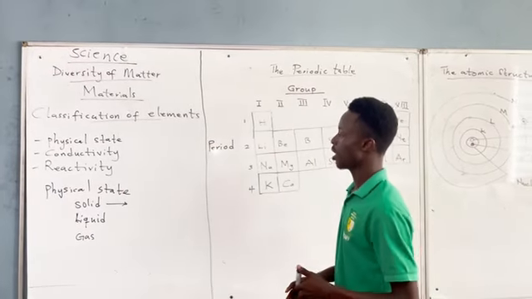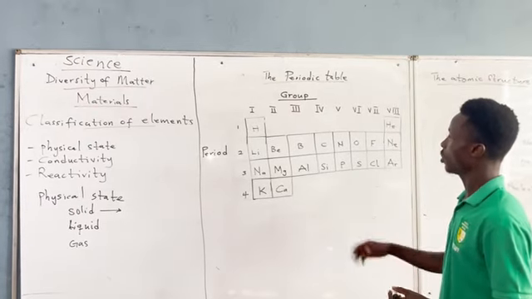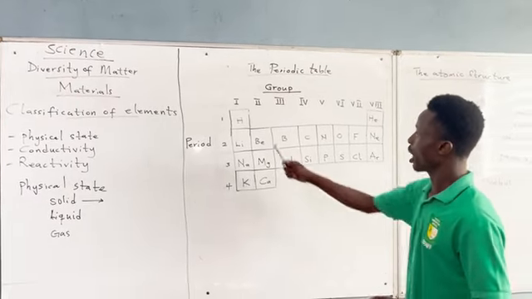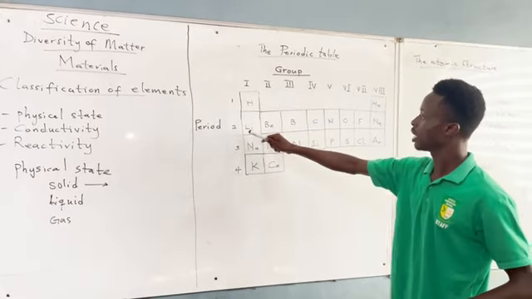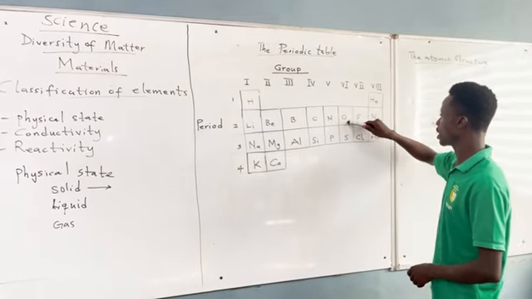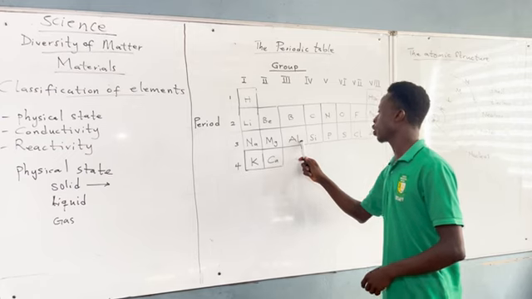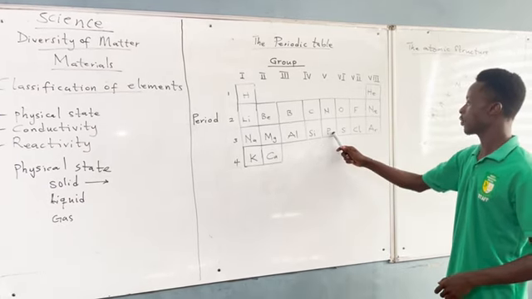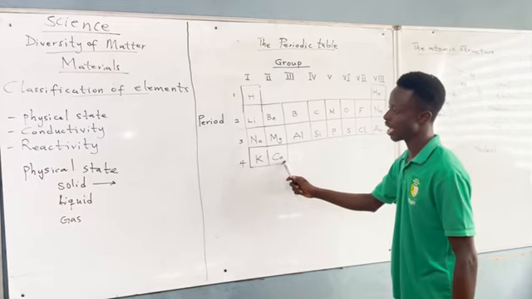Let's go to the first 20 elements in the periodic table. These are the elements: hydrogen, helium, lithium, beryllium, boron, carbon, nitrogen, oxygen, fluorine, neon, sodium, magnesium, aluminium, silicon, phosphorus, sulfur, chlorine, argon, potassium, and calcium.